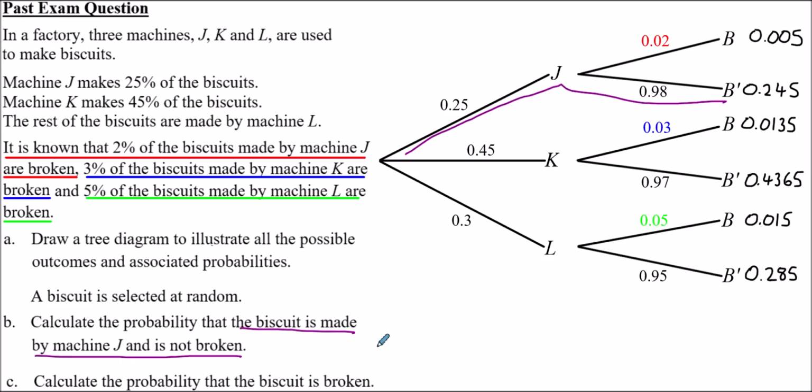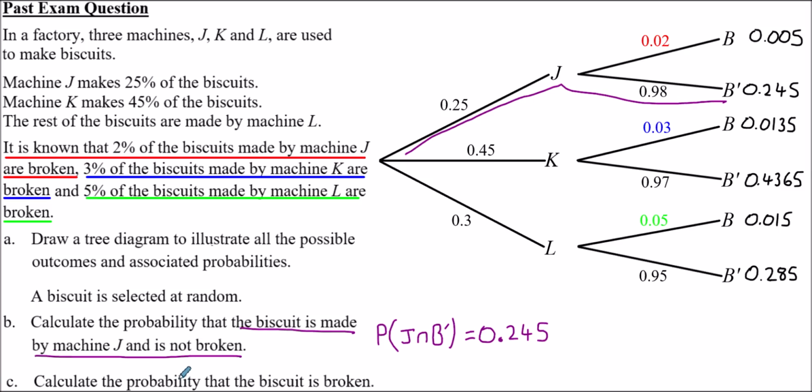So for B, probability that's made by J, I'll show this with notation, made by J and, so intersection, not broken, equals 0.245. I'm showing here with symbols what this is saying in words. There's no difference apart from just how it looks. They mean one and the same thing.